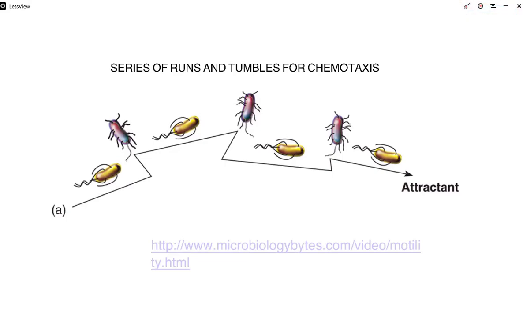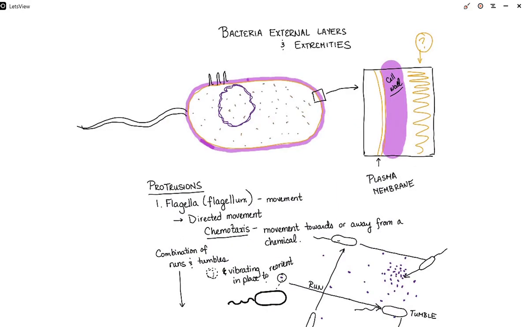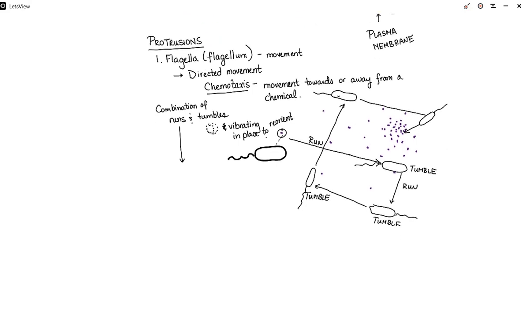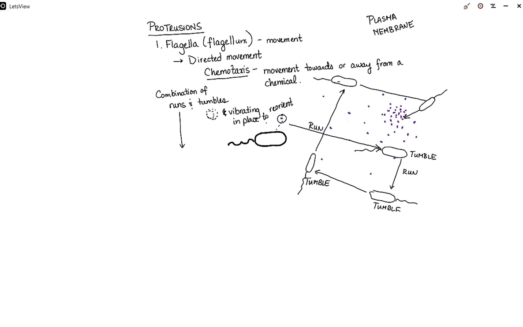All right, so that's it for flagella. Now let's come back up here and take a look at some other protrusions that we might encounter. Again, these are all optional, not all bacteria have these. But another protrusion that we might encounter is called a conjugation pilus.